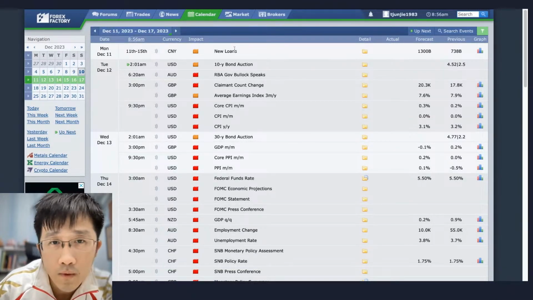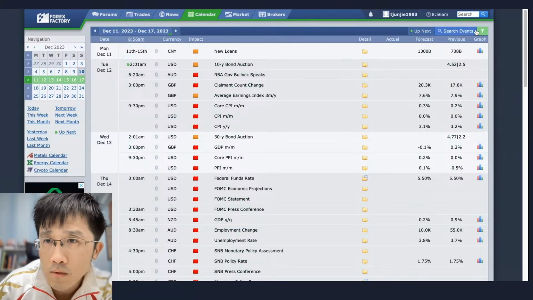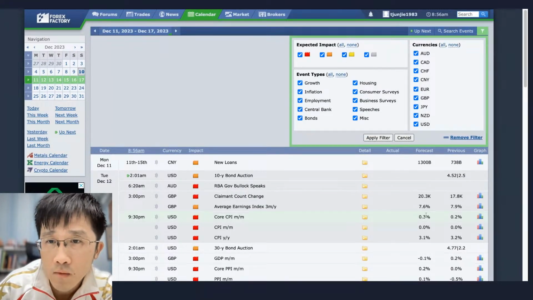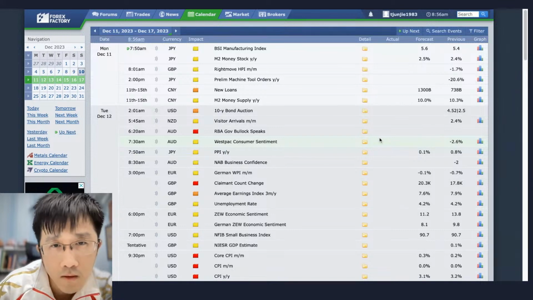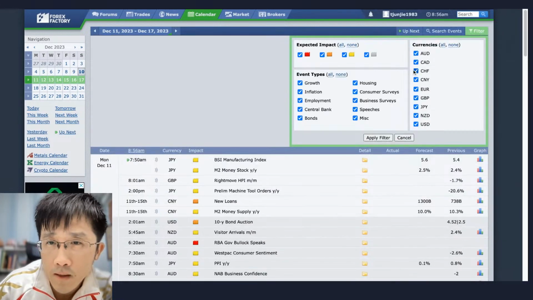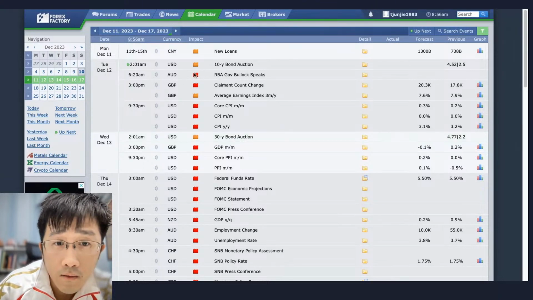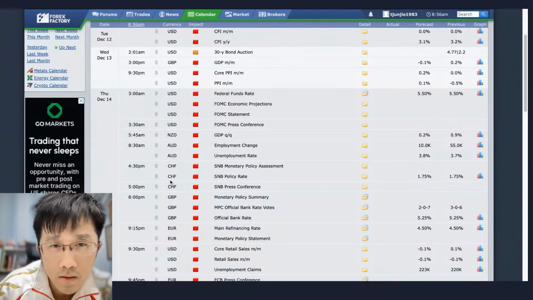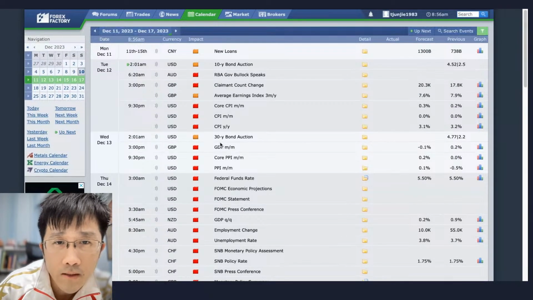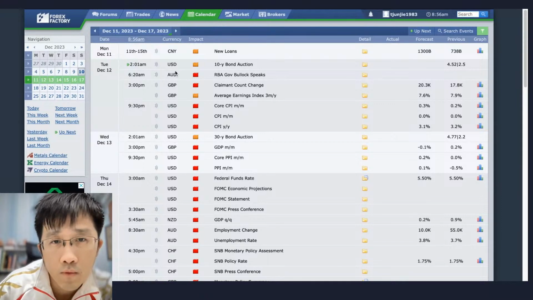I check what the key news is, be it the medium impact news or the high impact news, which is in red. If you want, you can also filter in the yellow ones, which are the low impact news. But for me, I just filter them out for simplicity's sake, because the yellow, low impact ones usually don't move the market that much. It's the red and the orange ones that will move the market.